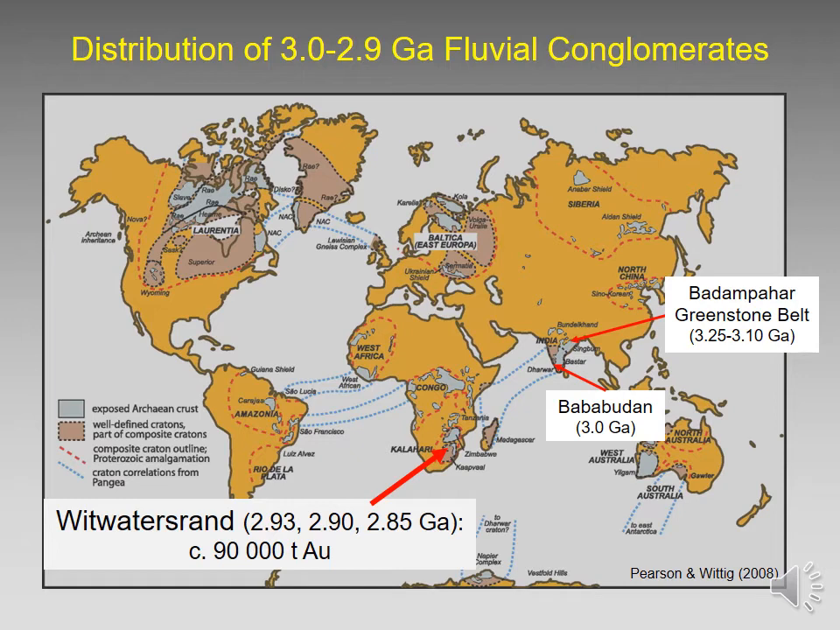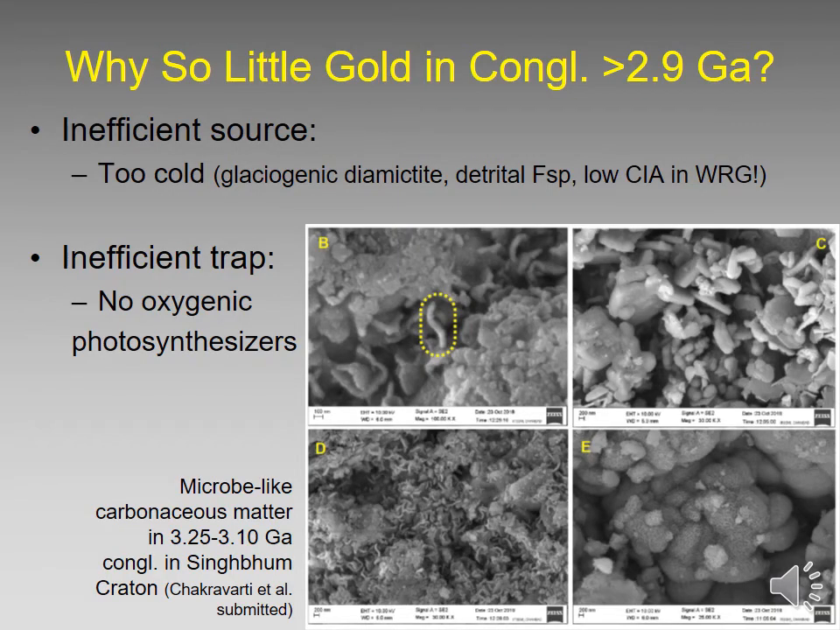What's the difference between these Indian examples and the Witwatersrand? One difference is the age. These Indian conglomerates, as far as we know at the moment, although I must admit the age control is not very good, but our current understanding is that these Indian conglomerates are a little bit older. They are older than 3 billion years. The richest conglomerates in the Witwatersrand are between 2.9 and 2.85 billion years. So what could be the reason that we don't have rich gold-bearing conglomerates that are older than 2.9 billion years? And I'm tempted to say that this might have something to do with climate.